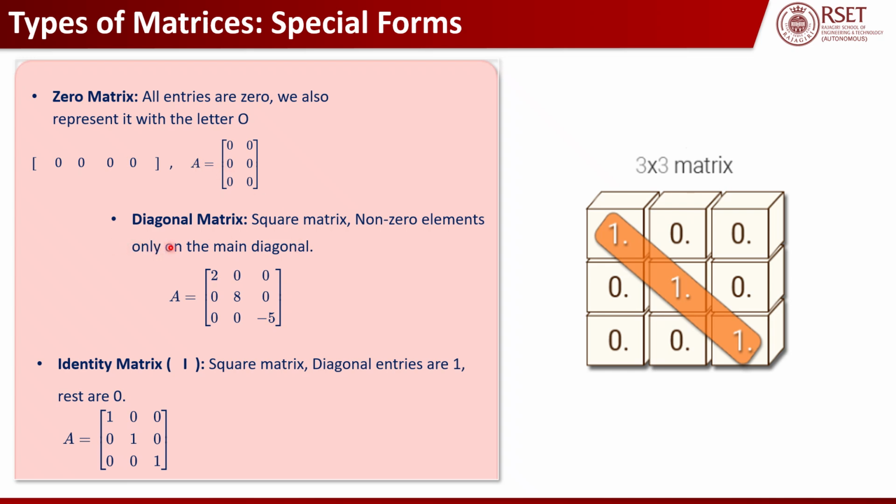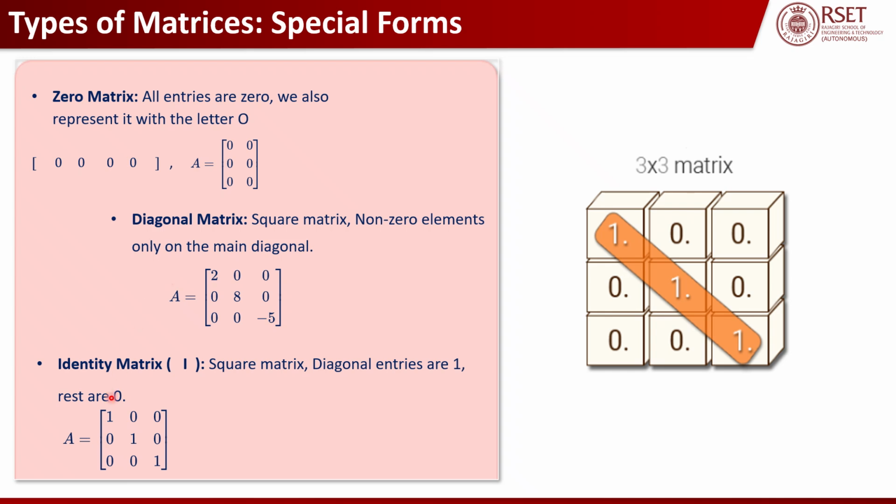Next we move to the diagonal matrix. What is the specialty of a diagonal matrix? First of all, it should be a square matrix, with non-zero elements only on the main diagonal. In this example, you can clearly see that the non-zero elements, 2, 8, and minus 5, are only on the diagonal, and the other elements are zero. This type of matrix we call a diagonal matrix.